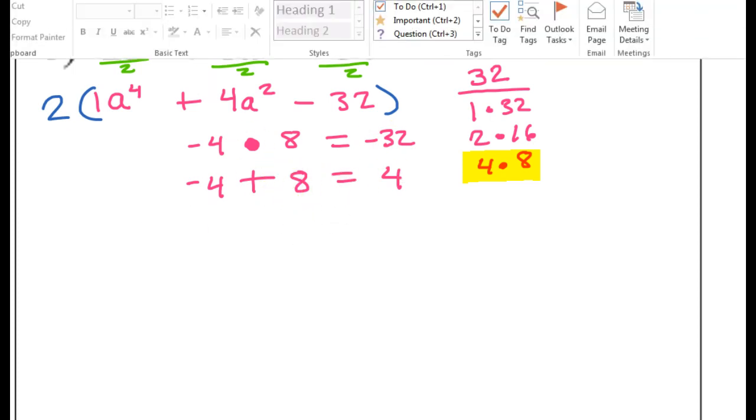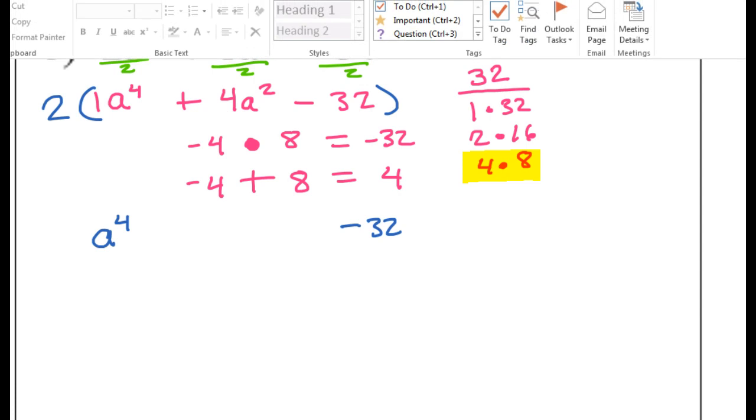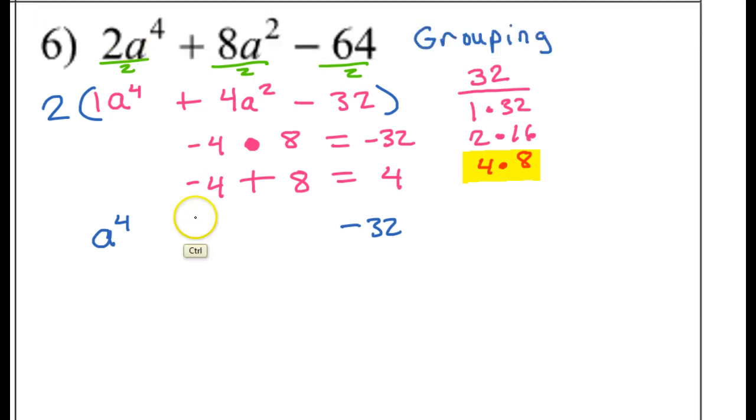Now, we are doing the grouping method. So what you do is you start copying down this trinomial that's here in red. First I write down the first term, which is just a to the 4th power. And then I'm going to write down the last term, which is negative 32. I just bring these two terms straight down. But in the middle, something different happens.